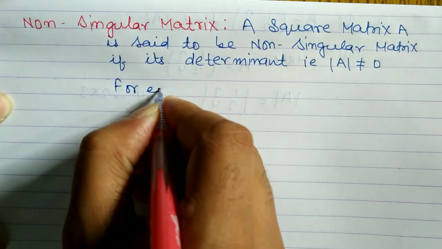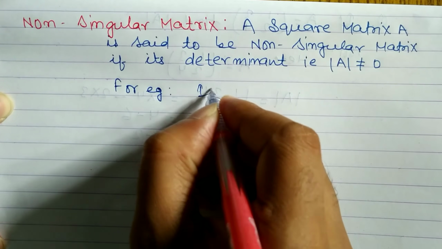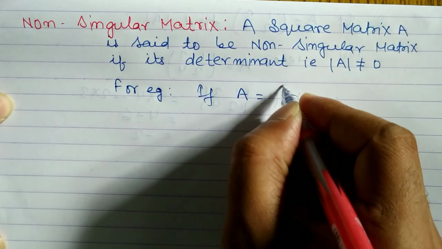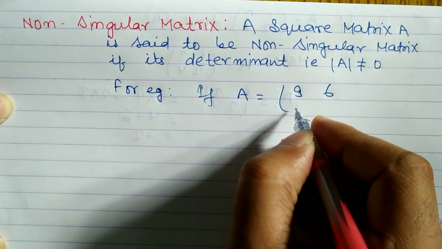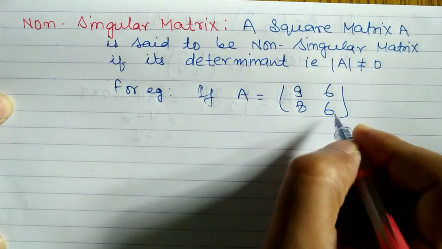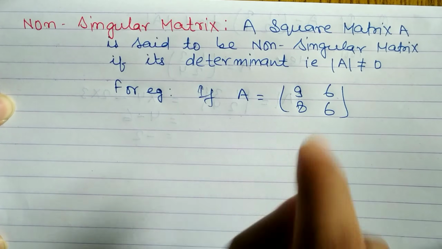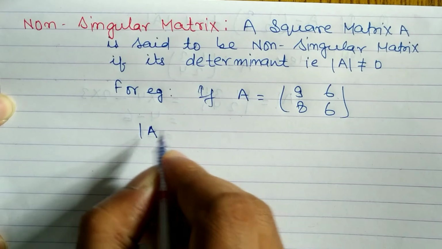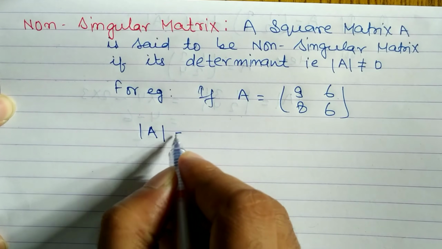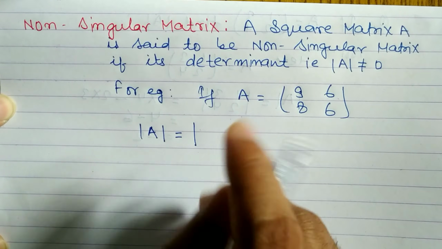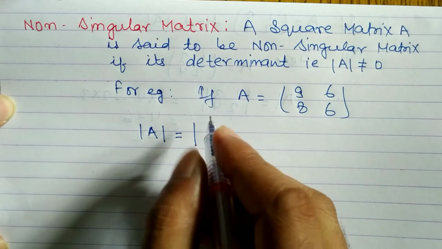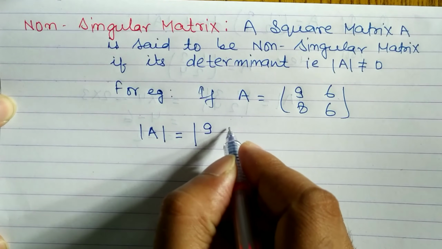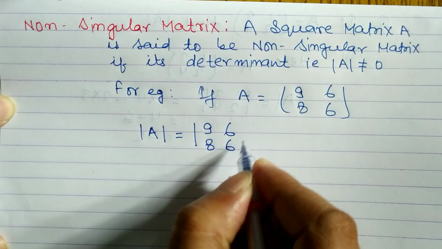For example, if matrix A is equal to 9 6 8 6, then to decide whether it is singular or non-singular, we have to check by finding the determinant. Determinant A is equal to, we have to write it down in vertical lines without replacing the numbers. So we can write here 9 6 8 6.